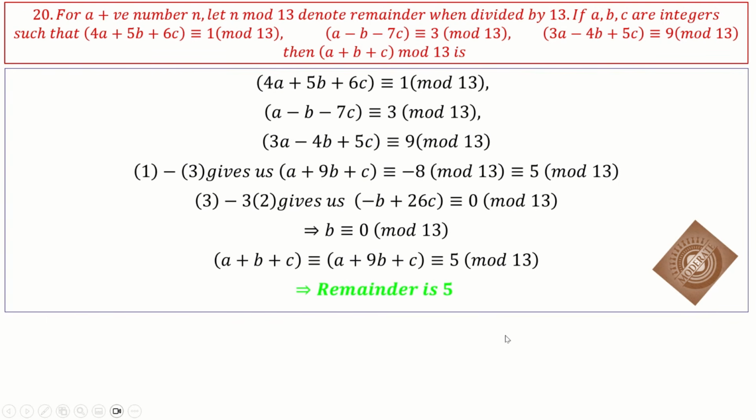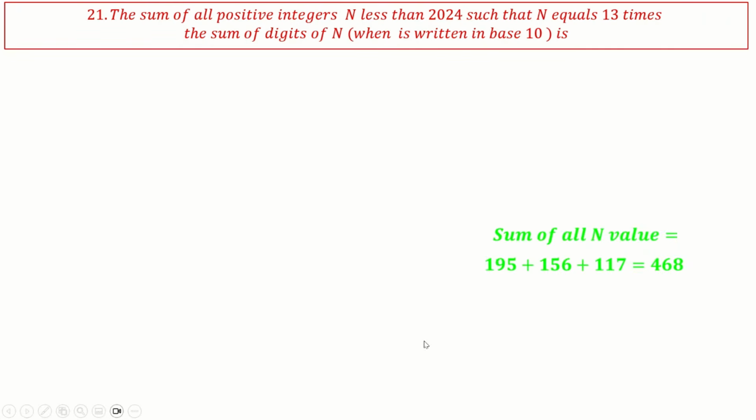Okay. So overall, this NMTC has very good remainder theorem problems. Okay. So you should be practicing more and more remainder theorem problems. Okay. Next. The sum of all positive integers n less than 2024 such that n equals 13 times the sum of digits of n when written in base 10. Okay, so for all such problems, this is a 4-digit number, correct?